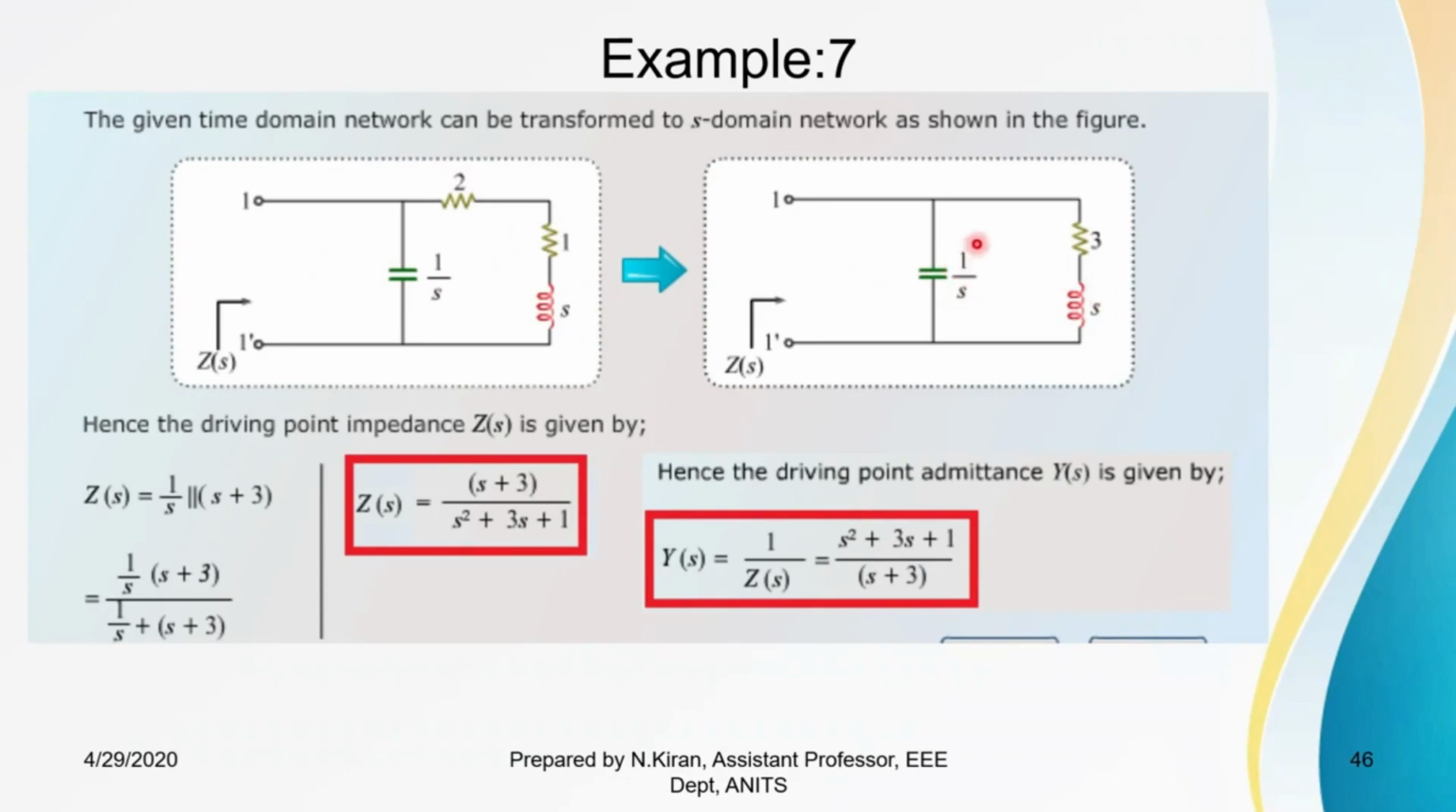Here, since these are in series, 3 plus S will be in parallel with 1 by S. So Z of S will be nothing but 1 by S in parallel with 3 plus S. If I simplify, I get S plus 3 by S square plus 3S plus 1. The driving point admittance is the reciprocal of this expression, which is S square plus 3S plus 1 by S plus 3.